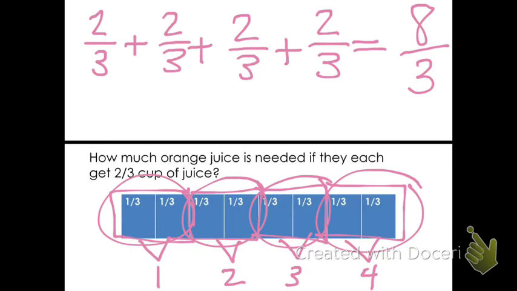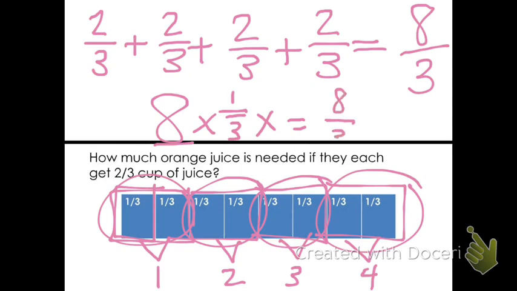Well, then another way that I could do that, I could look at what I have here. I'm using 8 sections because each one gets twice as much, and there's 4 people. So I have 8 times 1/3. So I could do 8 times 1/3, multiply 8 times 1 and get 8. Denominator doesn't change.